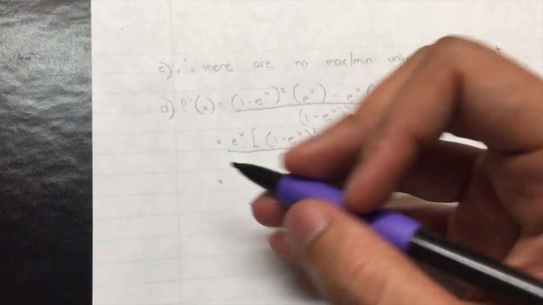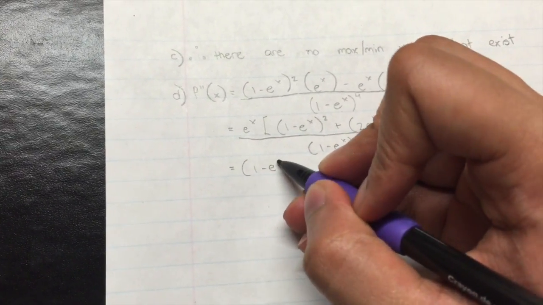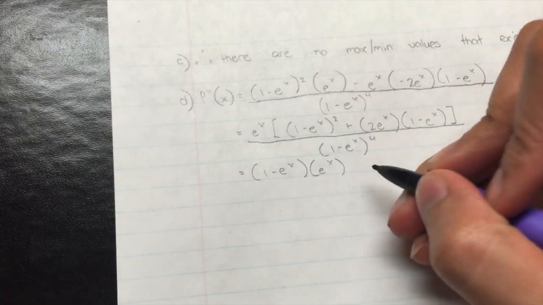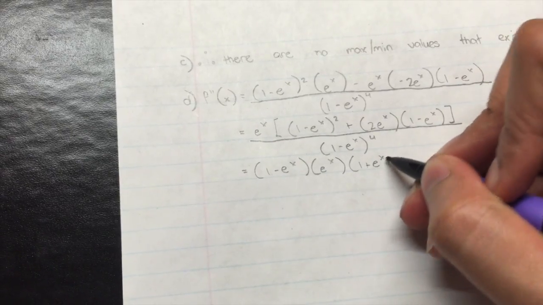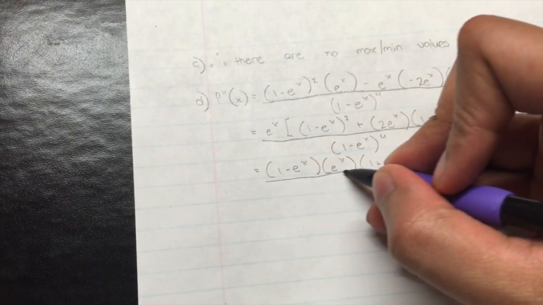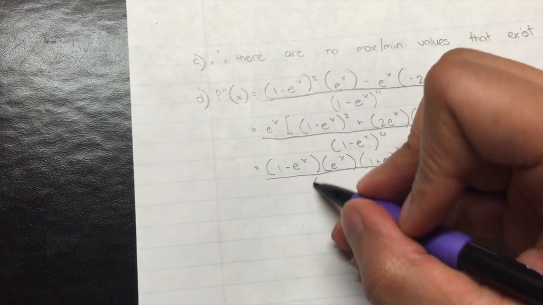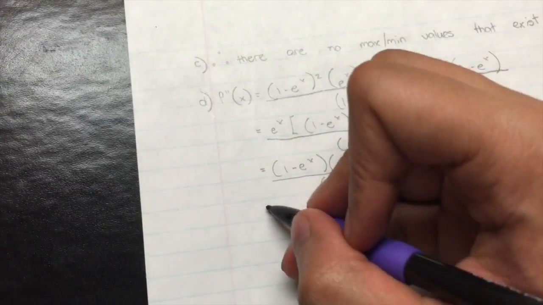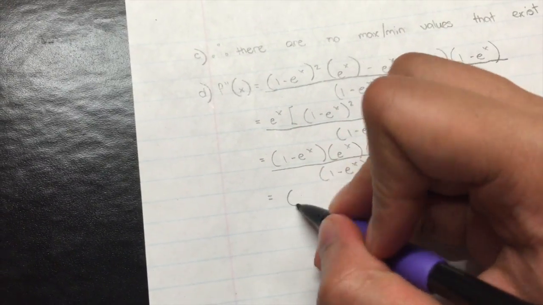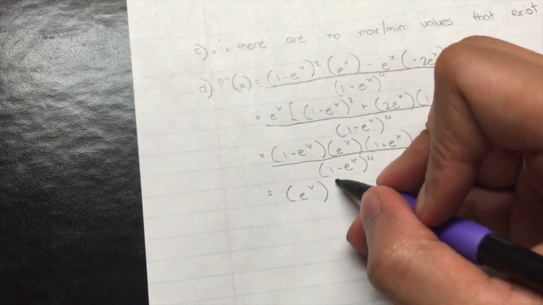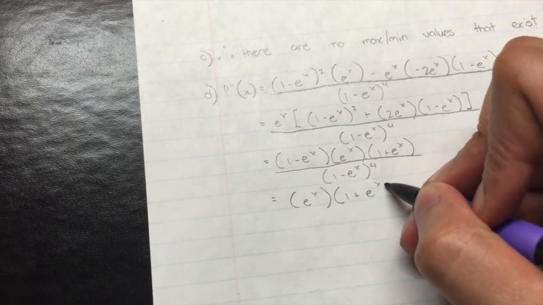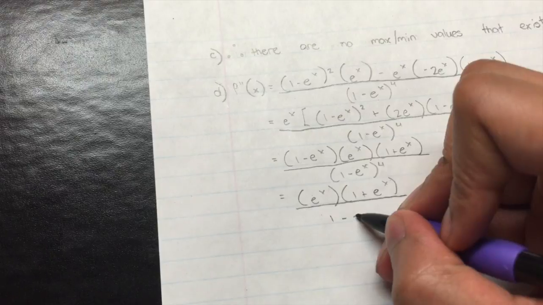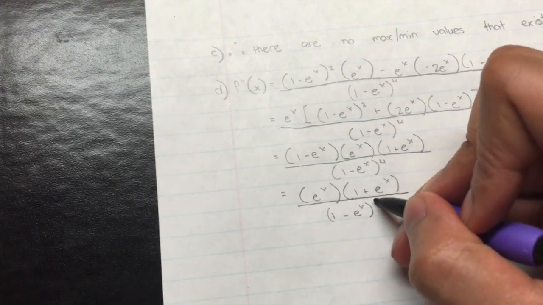Let's continue. 1 minus e to the x, e to the x, 1 plus e to the x, over 1 minus e to the x. To simplify this, we will get e to the x times 1 plus e to the x over 1 minus e to the x cubed.